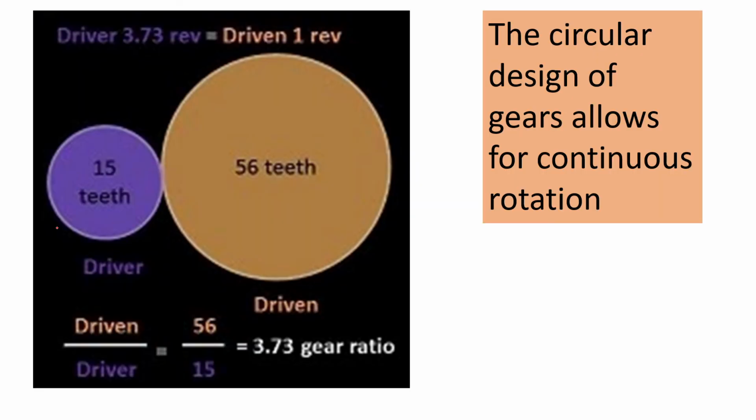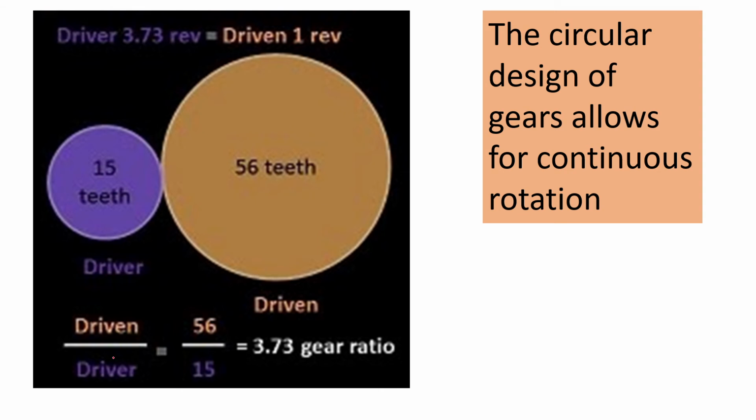Let's have a look at this diagram here. If the one on the left, 15 teeth, has a revolution of 3.73, you need to work out the ratio, and 56 divided by 15 is 3.73 times bigger. So that means that the revolutions will be 3.73 times smaller, because remember it takes longer for the bigger wheel to rotate once.